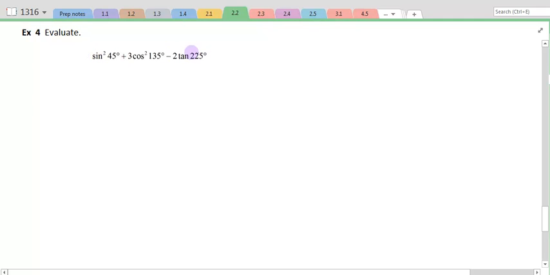Using this theme of reference angles, let's see if we can then evaluate this expression right here. In other words, if I'm going to evaluate it, I need to get some sort of numerical value back, typically. So I'm looking at the sine of 45. I'm going to have to figure out what the sine of 45 is, the cosine of 135, and the tangent of 225 is, before I can really do anything.